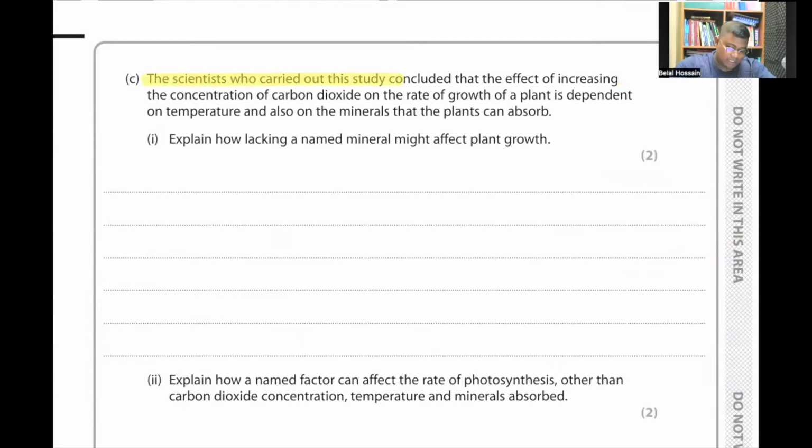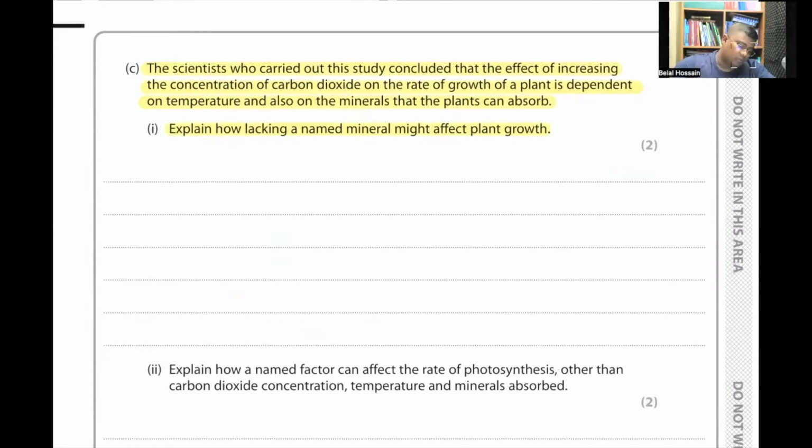Part C. The scientists who carried out this study concluded that the effect of increasing the concentration of carbon dioxide on the rate of growth of plant is dependent on temperature and also on the minerals that the plants can absorb. Explain how lacking unnamed minerals might affect the plant growth.